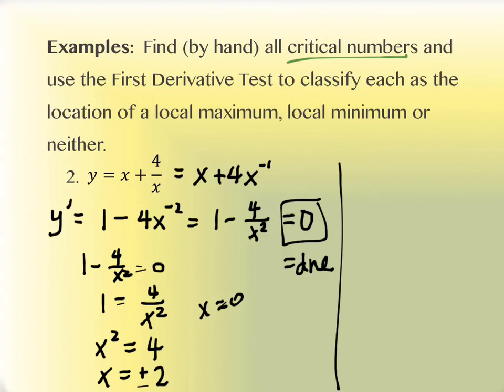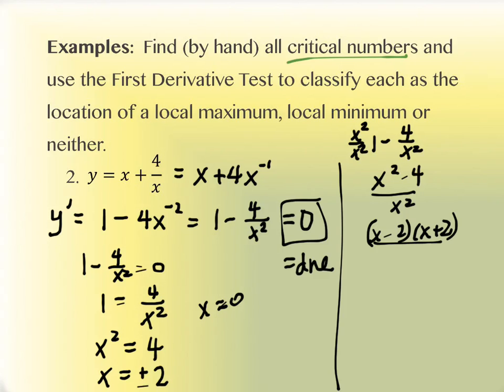Let me show you the other option here. The other option is that we could actually take that 1 minus 4 over x squared and get a common denominator, which means that would be x squared over x squared for the number 1, right? So you'd have x squared minus 4 on top, x squared on bottom, and then you'd have x minus 2 and x plus 2 on top, and x squared on bottom. And that's nice too. I mean, it factored really nice and clean.